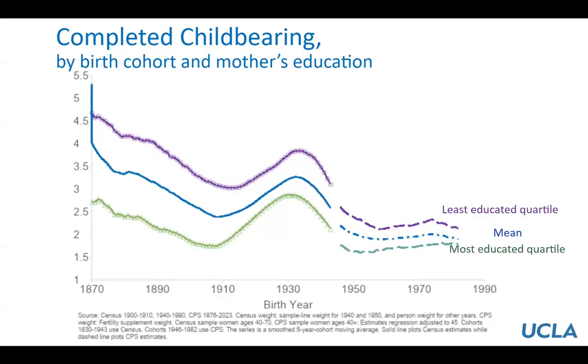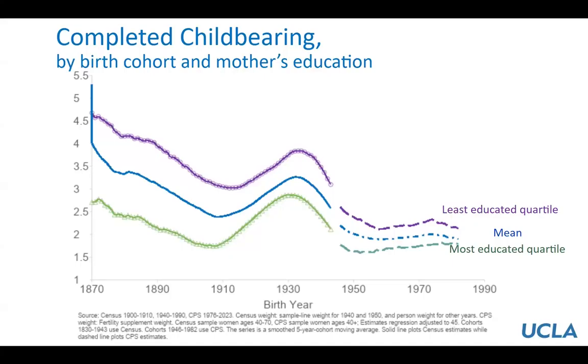And this is what this looks like for some of the things that I've been showing you. So one is completed childbearing by cohort. There's a couple of things I want you to see. This is the least educated quartile. This is the most educated quartile. And this is the mean that before I was overlaying on the total fertility rate. So a few things to note. One, the least educated quartile and also lower income women have always had more children than the more educated or higher income women. So you see this is true. We see this track very well.